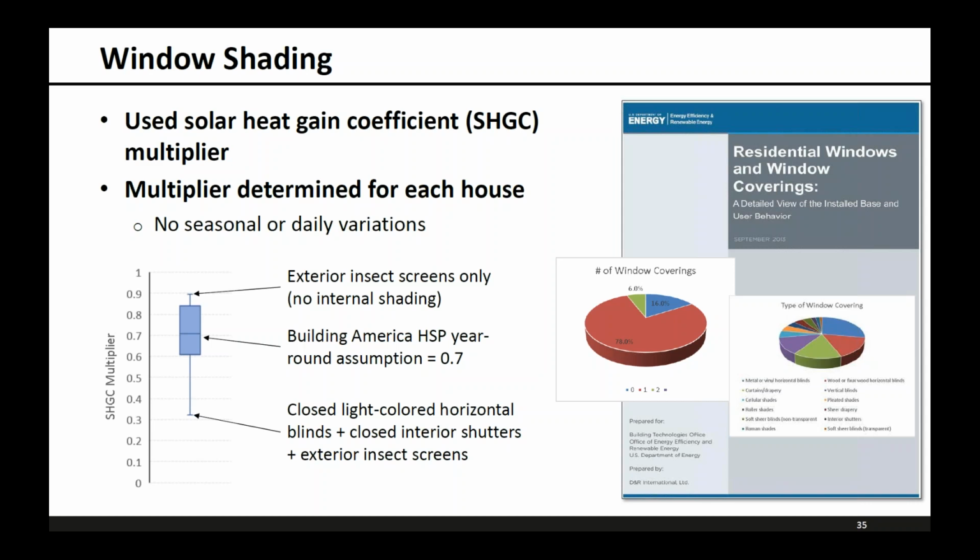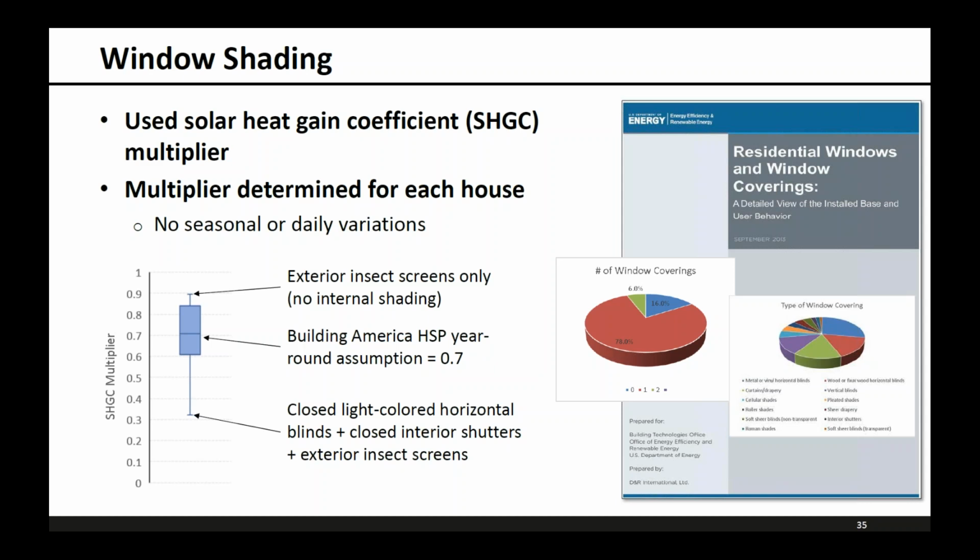So based on that data, we ended up with a distribution shown here at the bottom left that ranges from 0.32 for the case with horizontal blinds, closed interior shutters, and exterior insect screens. So that was the largest amount of shading, up to windows where they only have exterior insect screens and no internal shading, up close to 0.9. Our median value was 0.71, which is very close to the Building America House Simulation Protocol year-round assumption of 0.7.